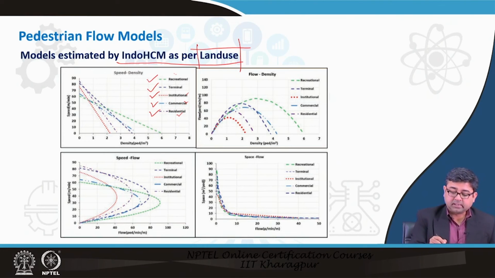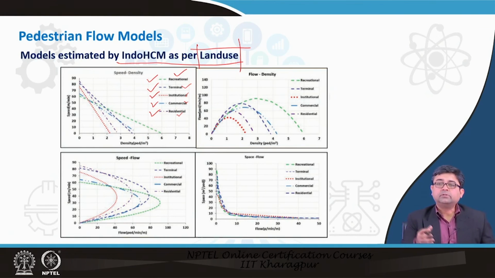So, recreational land use, meaning maybe there is a footpath that is alongside a park, for example. Terminal, we just told you. Institutional, meaning maybe there is a big office building or a big school or a big college, some kind of institution, there is a sidewalk along it. Commercial, meaning again market area. Residential, meaning near your homes.